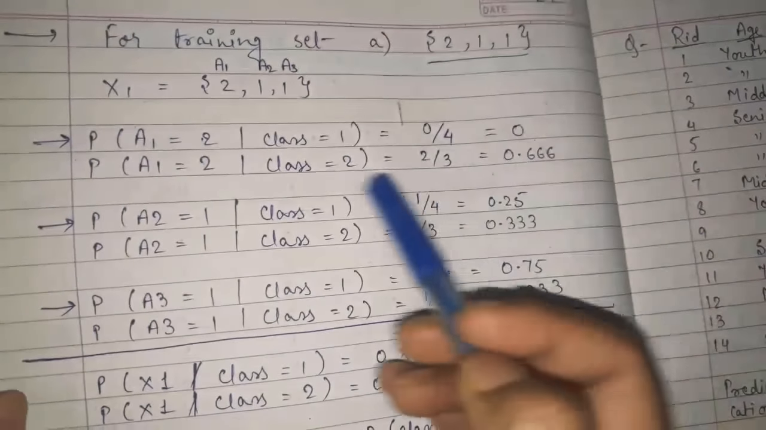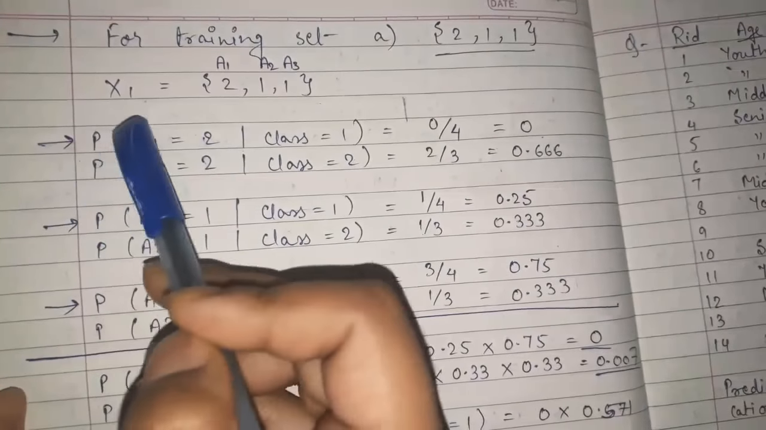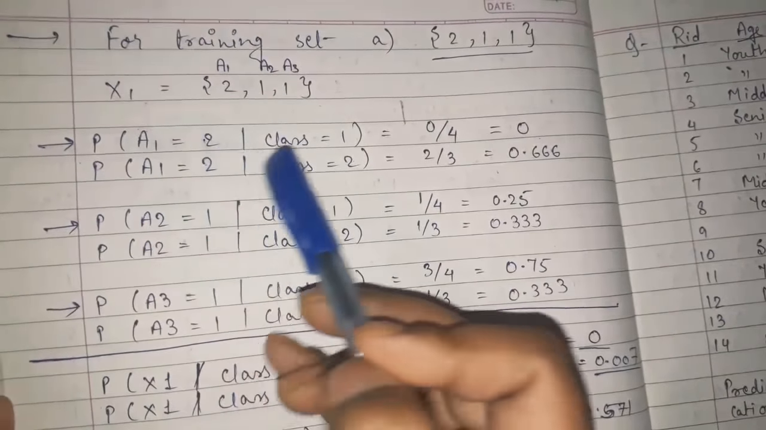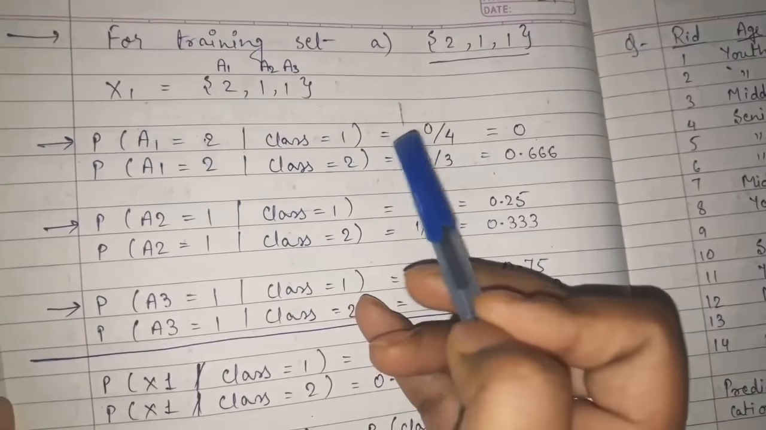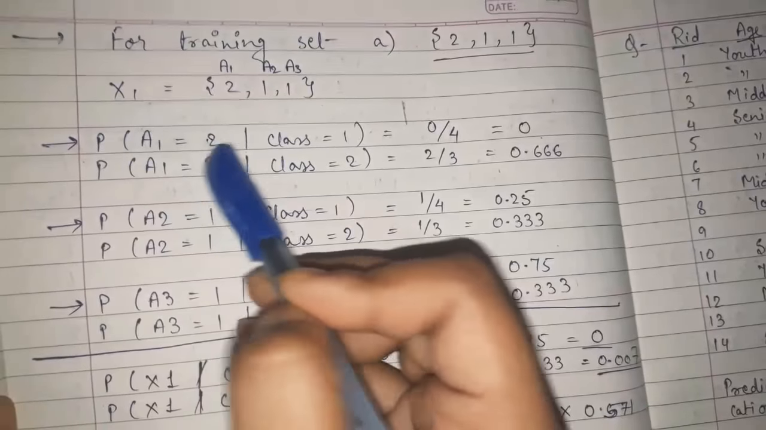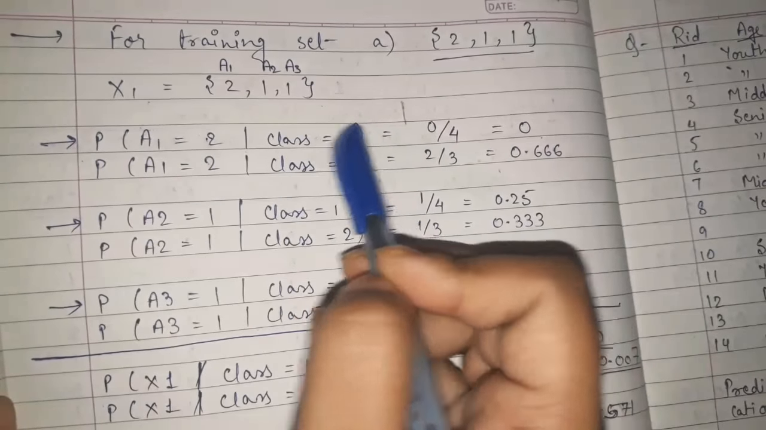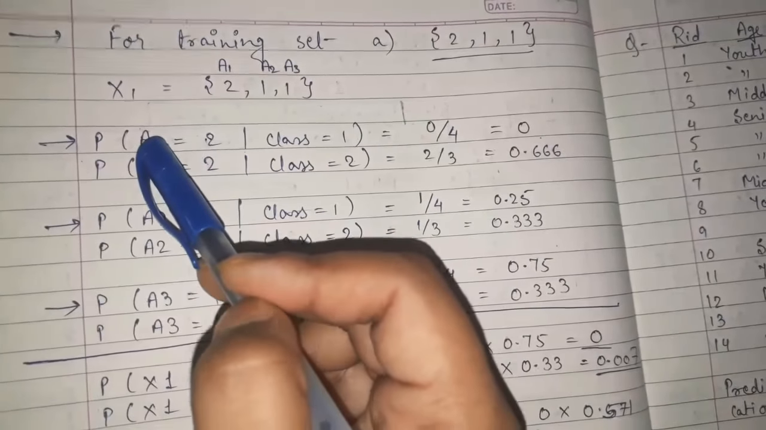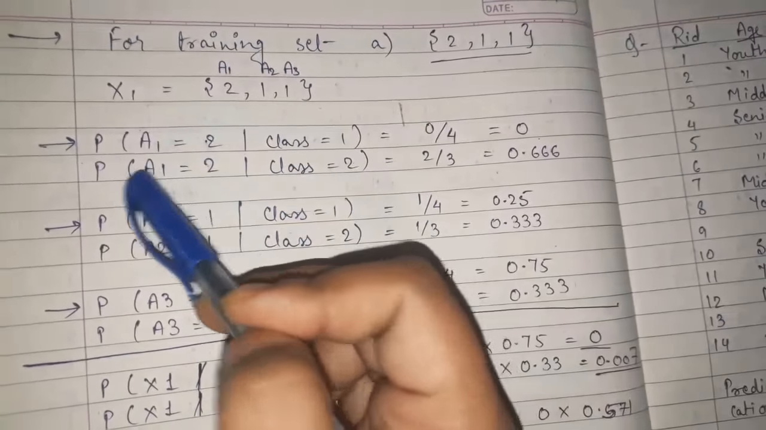Now how to find out this probability? Let's see the first one: probability of A1 equal to 2 and class equal to 1. So how to do that? First of all, we will check A1 equal to 2 and class equal to 1 together in the previous table that we have made. A1 equal to 2, class equal to 1. A1 equal to 2, class equal to 2. So see.